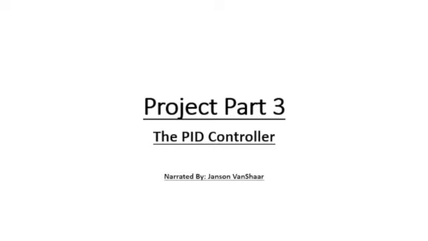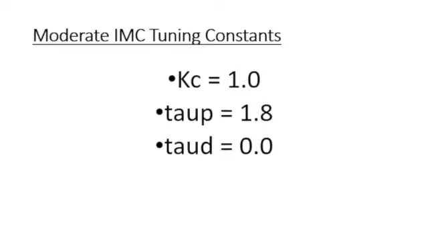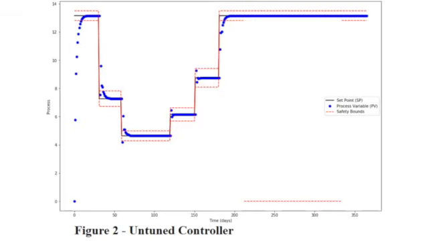Now we're on part 3 of our project where we create the PID controller. We take the values from our FOPDT model, plug them into the IMC moderate tuning correlations to obtain these values, and that gives us this untuned controller. We want to reduce a lot, especially these intermediate points, to reduce vibration on our system and possibly reduce the beginning and end point, weeks there.